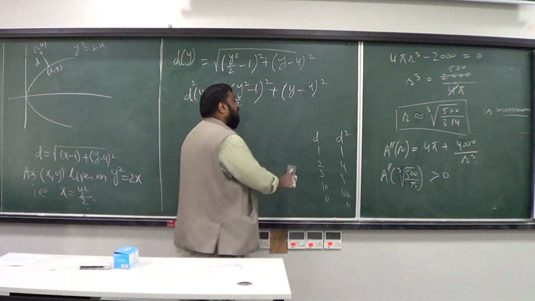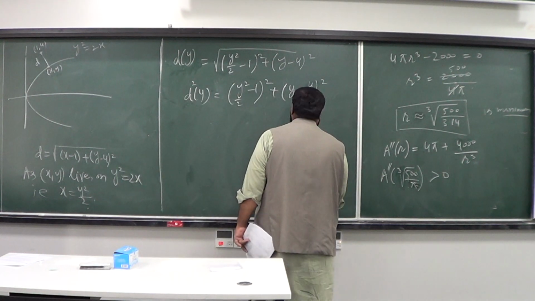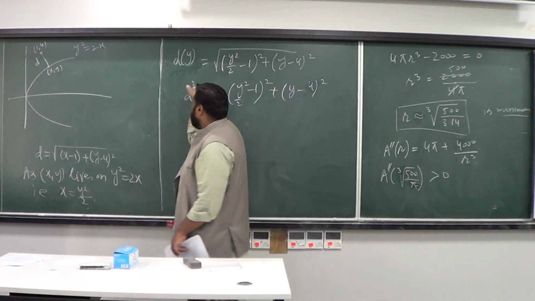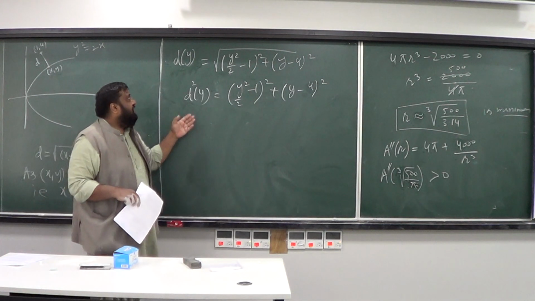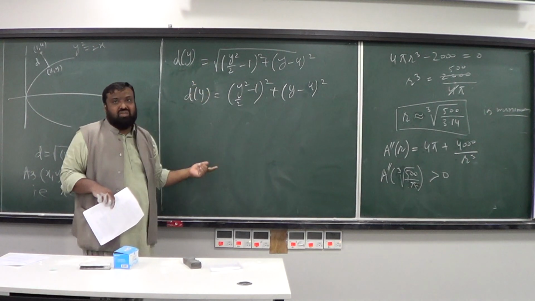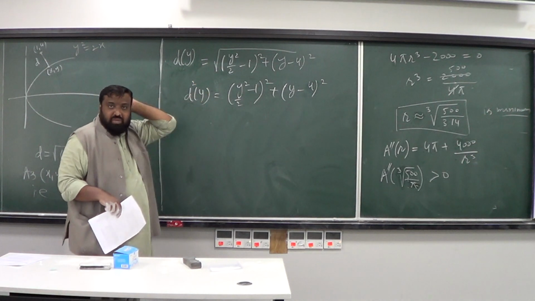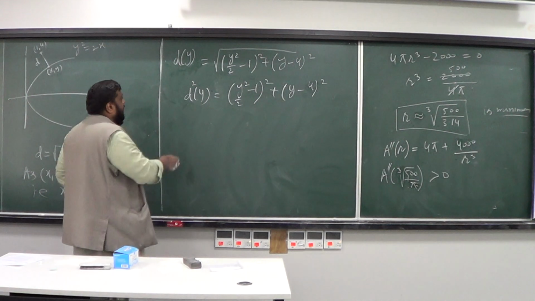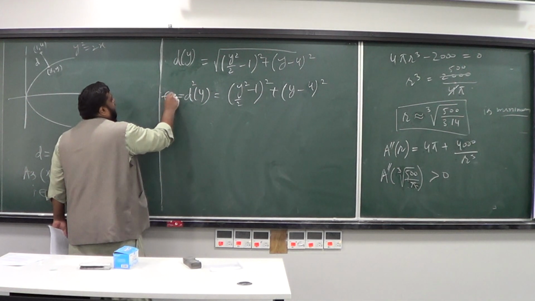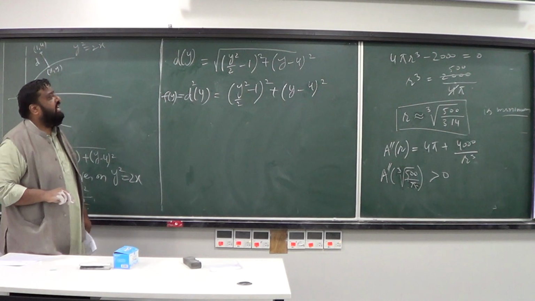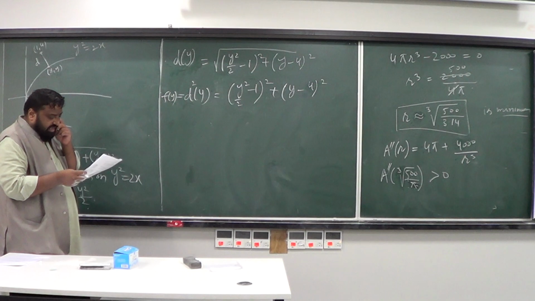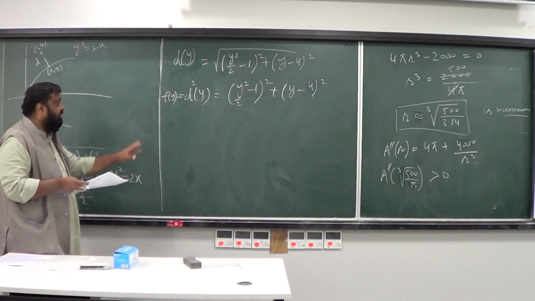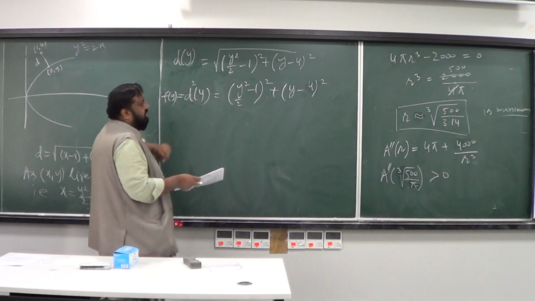So instead of calculating the maximum of d of y, I'm going to calculate the maximum of d square of y. Why? Because in d of y I need to deal with the square root, while here it is just a polynomial. Let's give this polynomial a name, f of y, and let's try to find the minimum of this function f of y, which is d square of y.